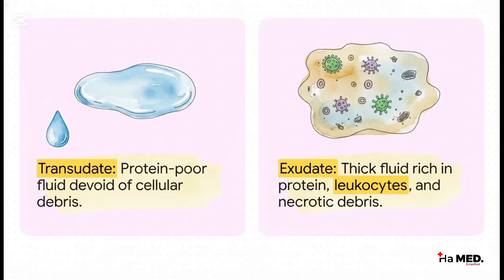Now, this fluid leaking into your tissues is what causes the swelling, but it's important to know it comes in two distinct flavors. Let's unpack the medical jargon for a second. A transudate is basically a simple, watery fluid leak, protein poor, no cellular debris. But when you have active inflammation, you get an exudate. This is a heavy, thick fluid packed with protein, defending white blood cells, attacking microbes, and the literal necrotic debris of the battlefield.